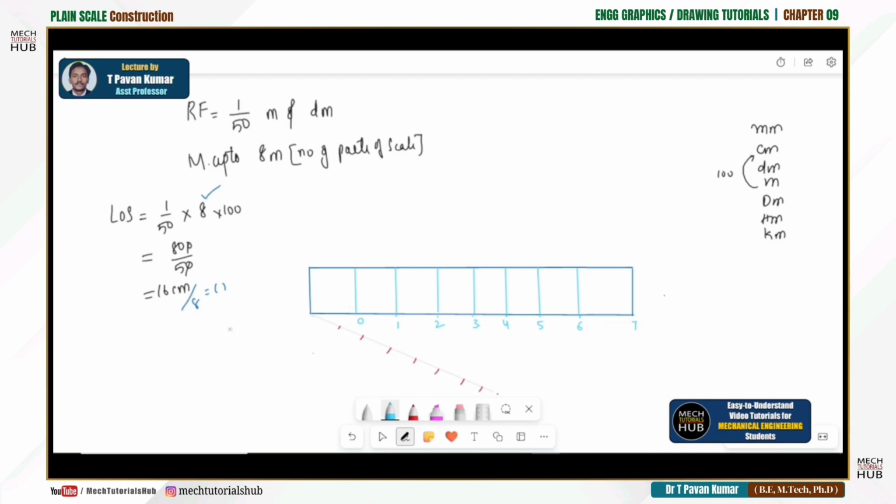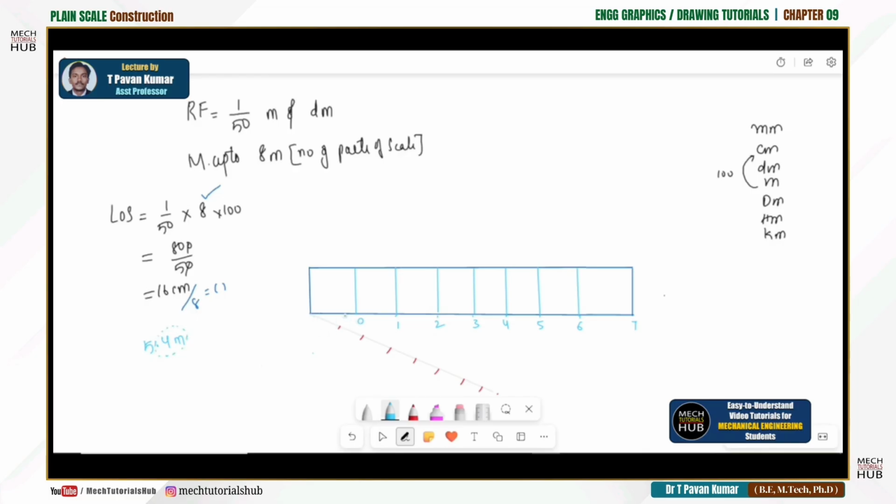But if I want to read a distance of 5.4, or if I want to mark a distance of 5.4 meters, which is not possible, because if I start from here, first division 1, 2, 3, then I can measure only 5 meters or 6 meters or 1 meter or 2 meters. But this decimal unit is not possible to measure on the scale. That is the reason I'm starting with 0.